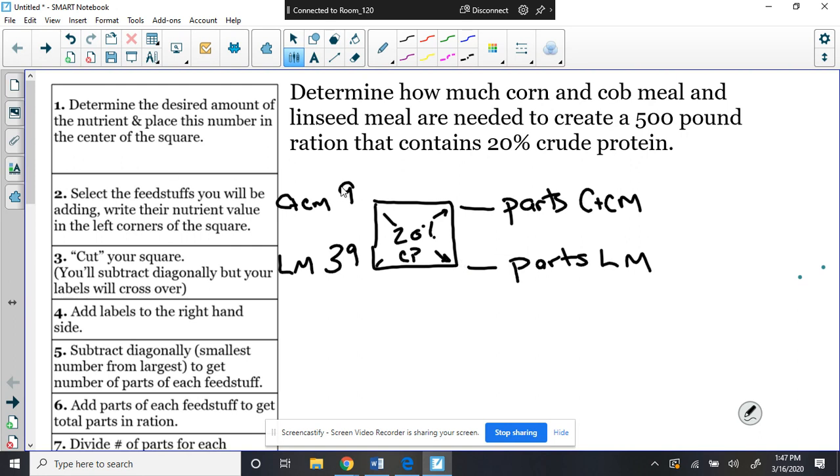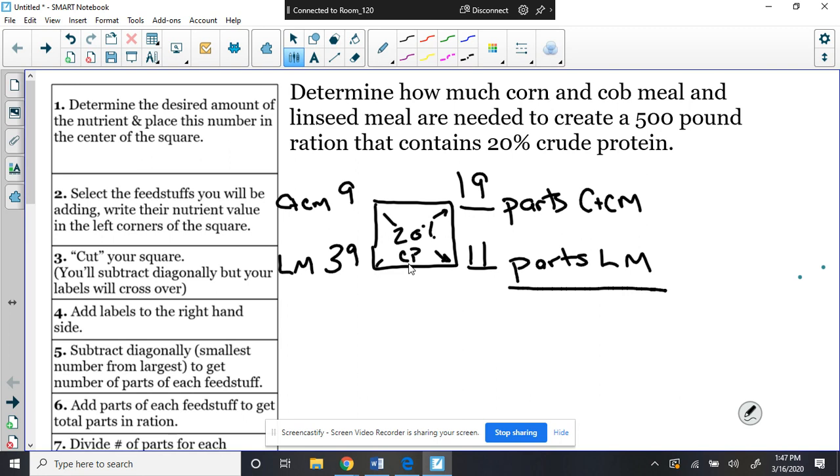So here I'm going to start with 9 minus 20, or you can do 20 minus 9. Either way, you're going to get 11. If you subtract 9 minus 20, it gives you a negative value. For this, you can just ignore the negative. Okay? That's not the important part, and we can't have a negative amount that we're adding to our recipe. Okay? Our next one, we have linseed meal at 39. 39 minus 20 is going to give me 19. So at this point, I have 19 parts of corn and cob meal and 11 parts of linseed meal.